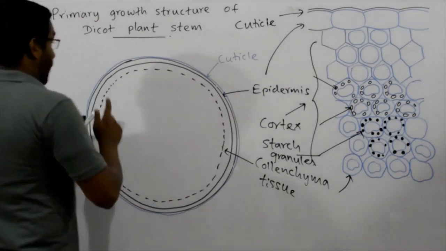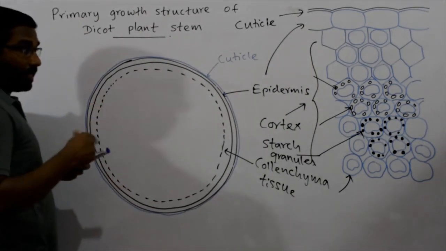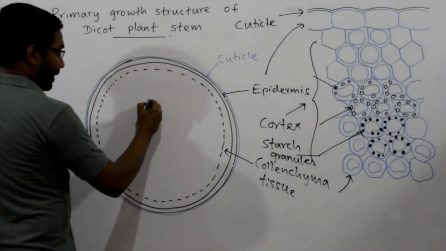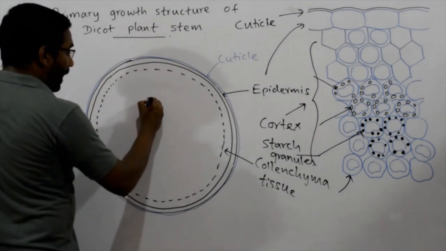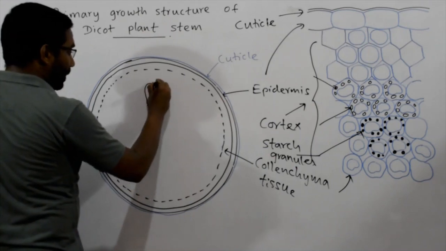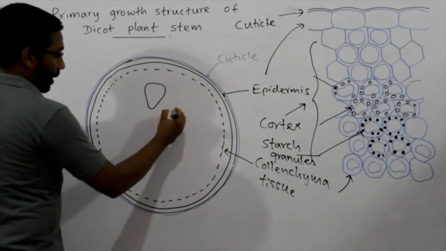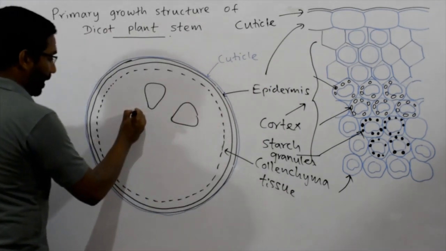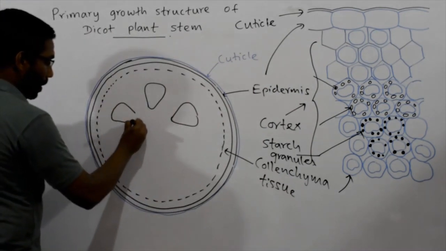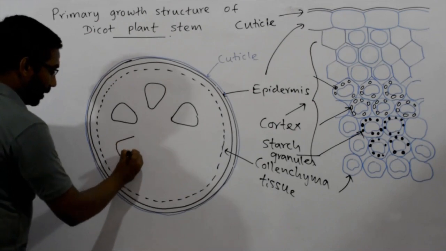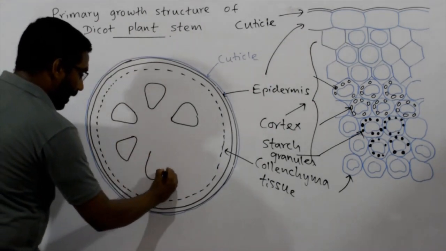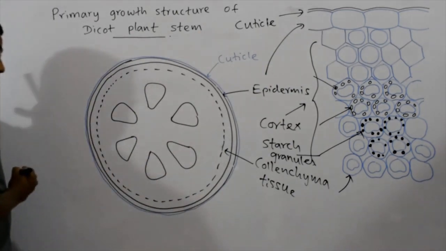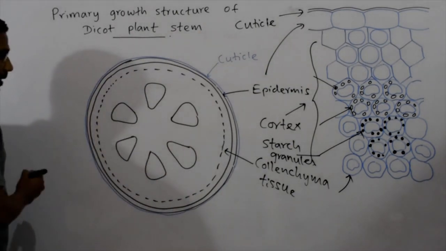In the primary growth structure, we can observe several vascular bundles in a transverse section. Imagine this is a vascular bundle. Likewise, several vascular bundles are arranged as a ring, like this. Now I am drawing the vascular bundles. Remember that these vascular bundles are arranged as a ring.